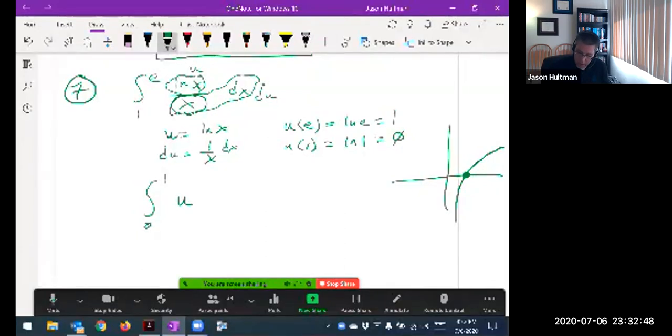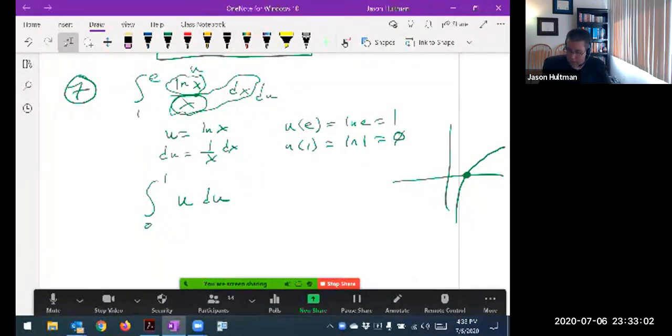Okay, u du. Oh, wow, that's so simple. That's so simple your grandma could do it. Well, maybe not your grandma. Maybe my grandma. My grandma can't do it anymore because she's not around anymore. But maybe she could do it if she was still alive.